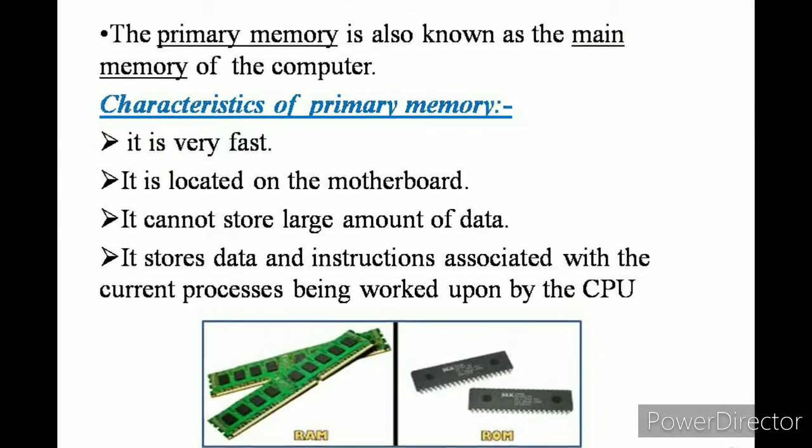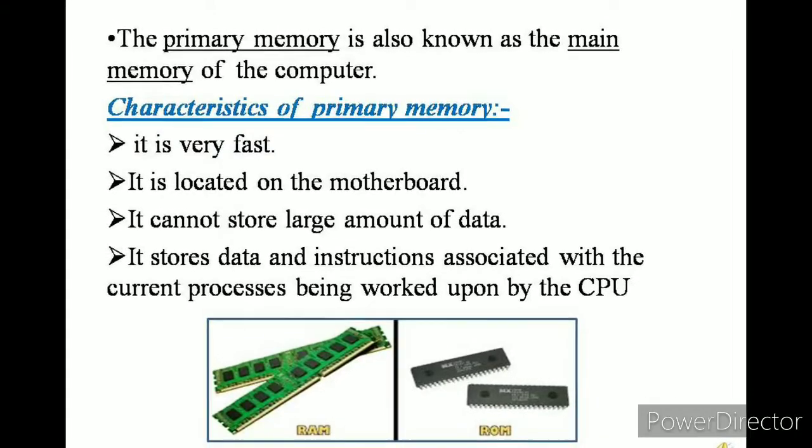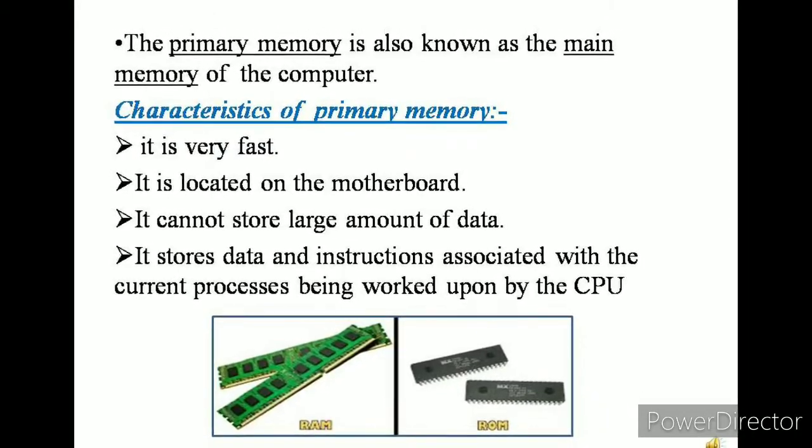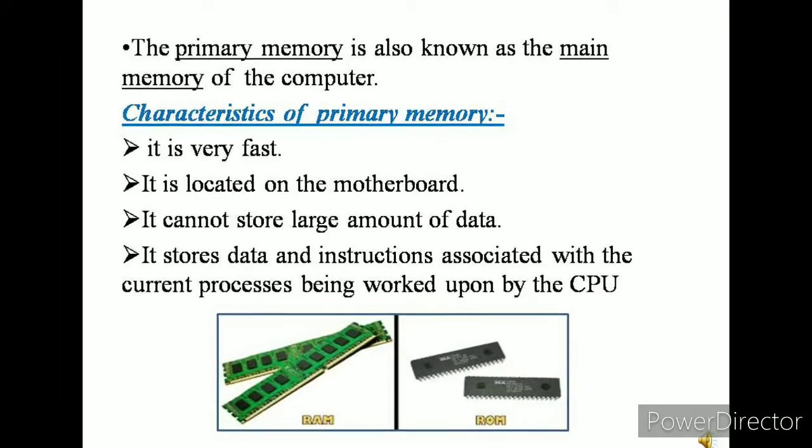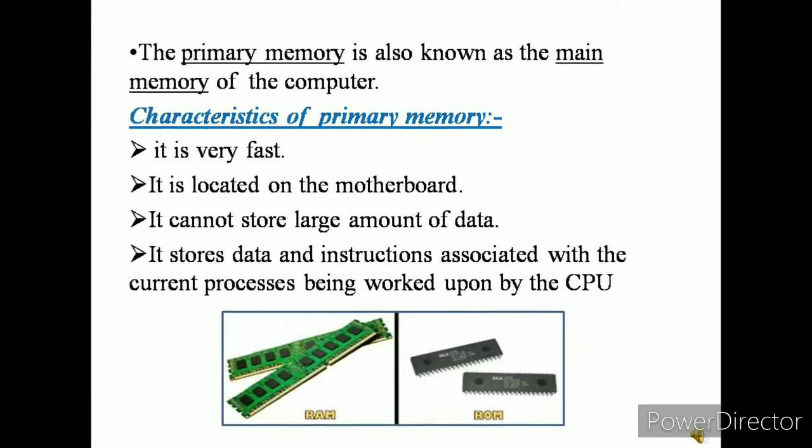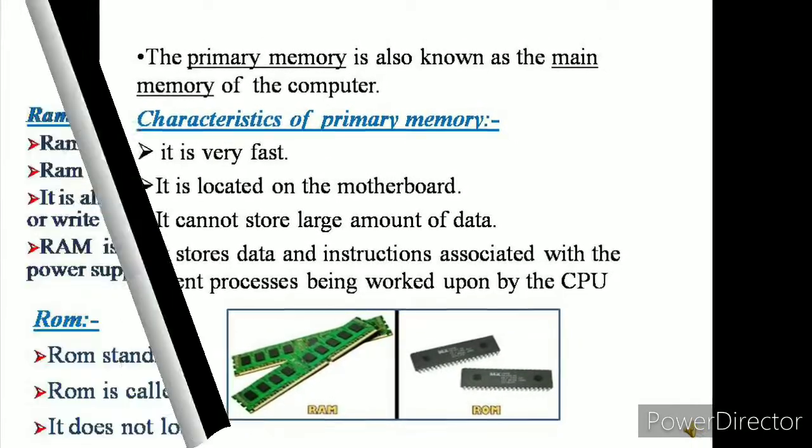Characteristics of primary memory. It is very fast. It is located on the motherboard. It cannot store a large amount of data. It stores data and instructions associated with the current process being worked upon by the CPU.